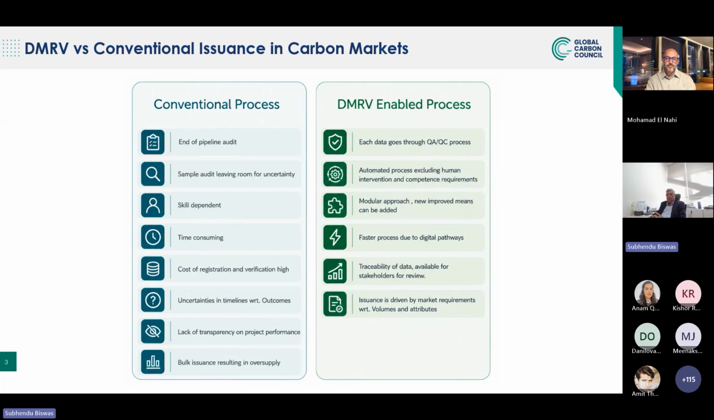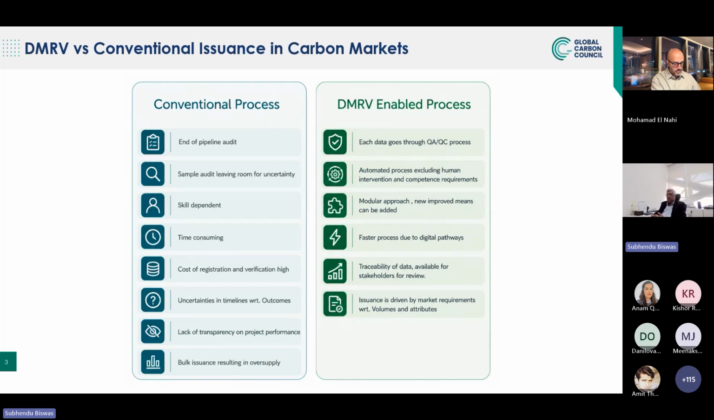We can have a modular approach. In terms of stringency, you can keep adding as many checks and balances as you want to the system. You can keep adding to it as and when new tools are evolved. It's much faster because we have a digital project flow already, and we can build a DMRV layer on top of it, so that the whole thing is in digital mode, which is much faster. There is traceability of data.